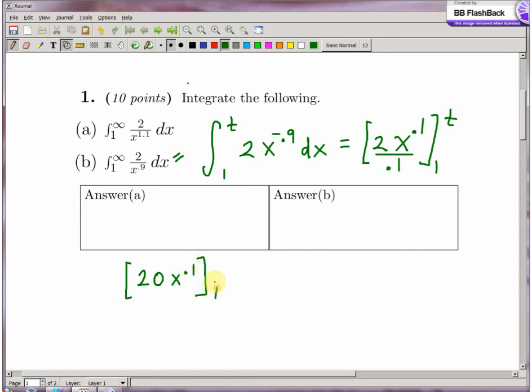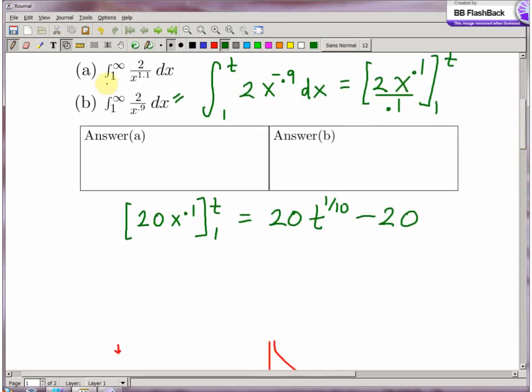So it's x to the 0.1, and the limits go from 1 to t. So plug in t, so I have 20 times t, and just like before, we can think of that exponent as being 1 over 10 if we want. And let's take away what happens when you plug in 1, you get 20. Okay. So just like before, now t is kind of like infinity, right? So we want to take the limit as t goes to infinity of 20 times t to the 1/10 minus 20.